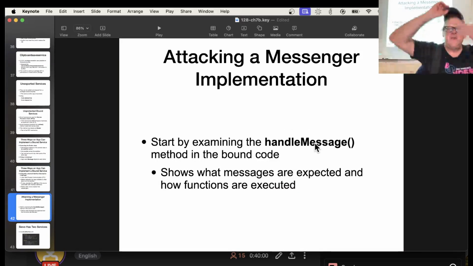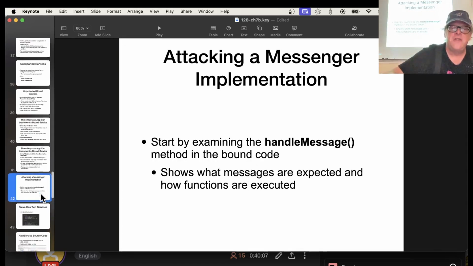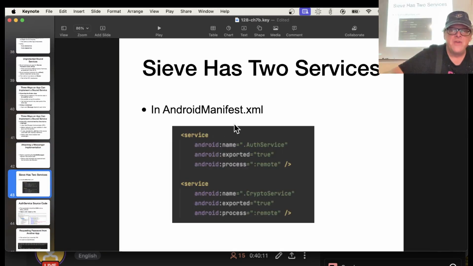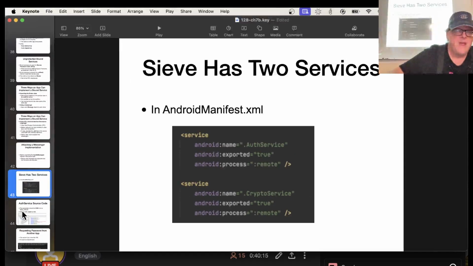So if you want to see if it's vulnerable, you're going to have to look at the code that receives these messages and then see if it does insecure things with the message, like use it to evaluate a system command. So Civ has two services, auth service and crypto service.